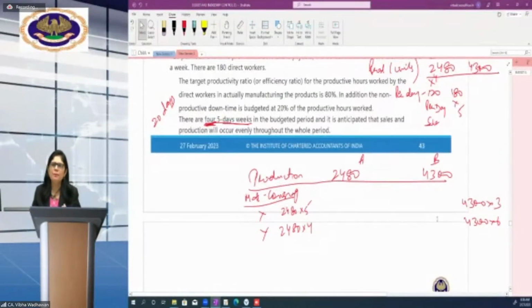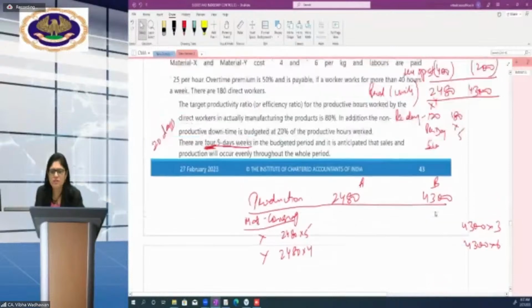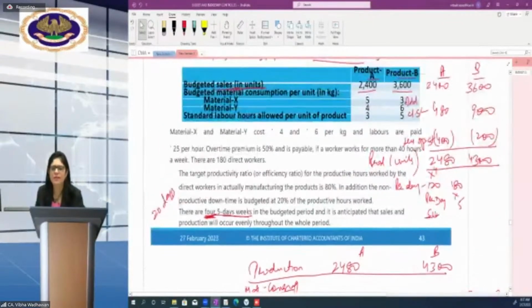In both products, two materials are required, material X and material Y. To produce 1 unit of product A, 5 kgs of X and 4 kgs of Y are required. To produce 1 unit of product B, 3 kgs of X and 6 kgs of Y are required. This way we are going to get the raw material consumption.